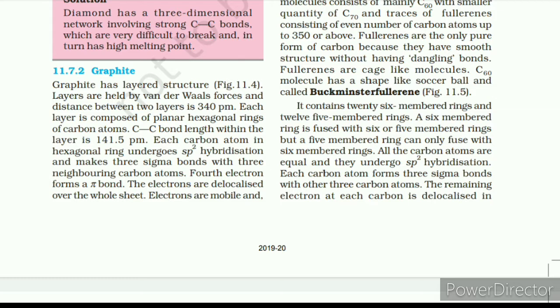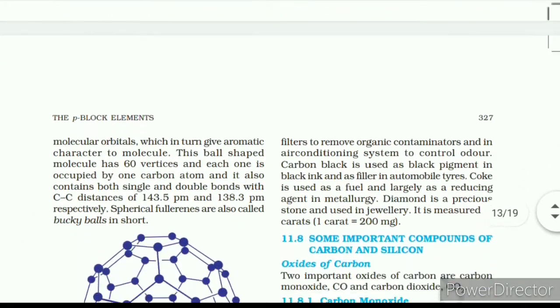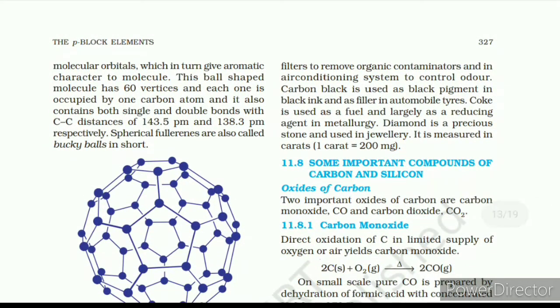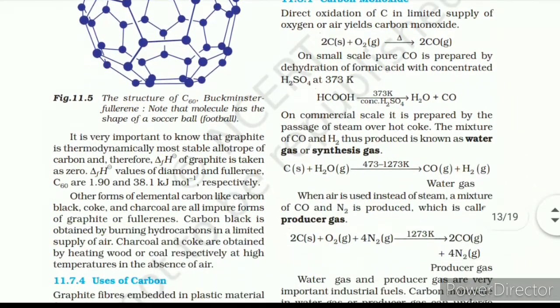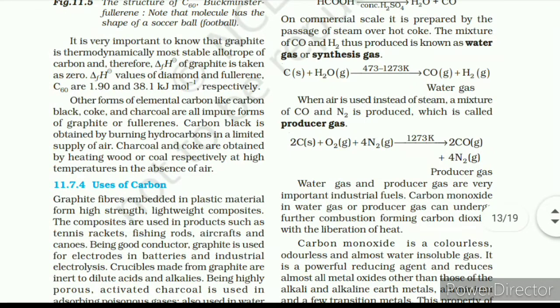It is very important to know that graphite is the thermodynamically most stable allotrope of carbon, and therefore the enthalpy of formation of graphite is taken as 0. The enthalpy of formation values of diamond and fullerene C60 are 1.90 and 38.1 kJ per mole respectively. Other forms of elemental carbon like carbon black, coke and charcoal are all impure forms of graphite or fullerenes. Carbon black is obtained by burning hydrocarbons in a limited supply of air. Charcoal and coke are obtained by heating wood or coal respectively at high temperatures in absence of air.